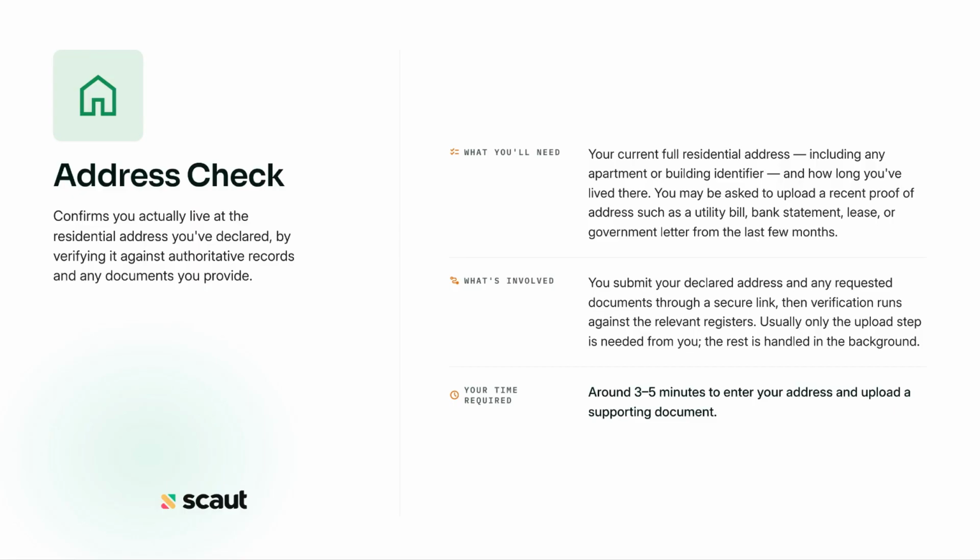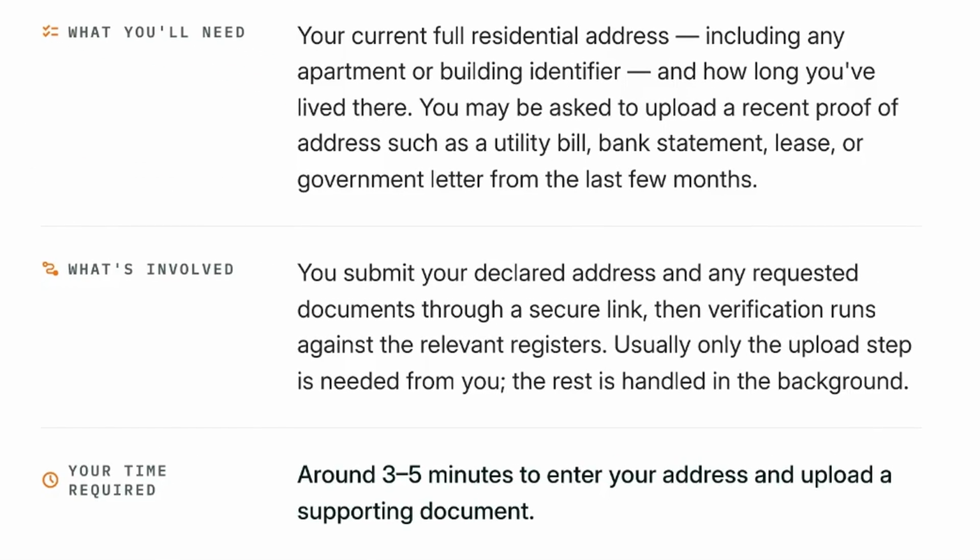This check confirms your declared residential address against authoritative records and provided documents. You'll need your full address and proof of residency. Submit these via a secure link. Verification runs in the background. This process typically takes 3 to 5 minutes of your active time.